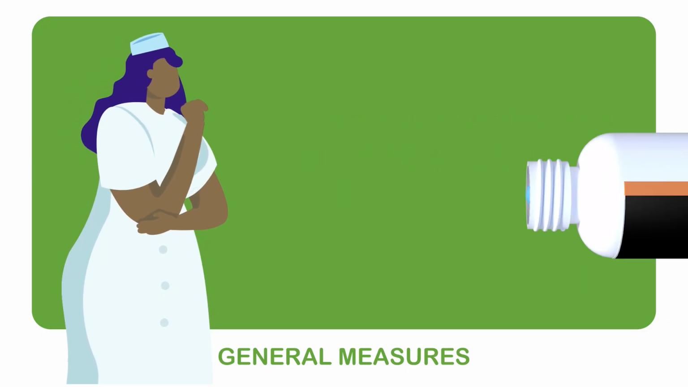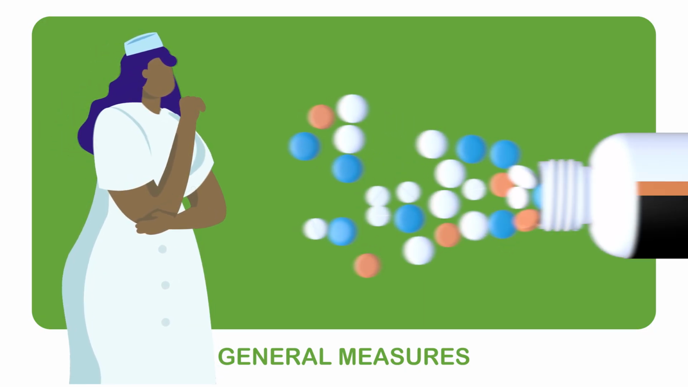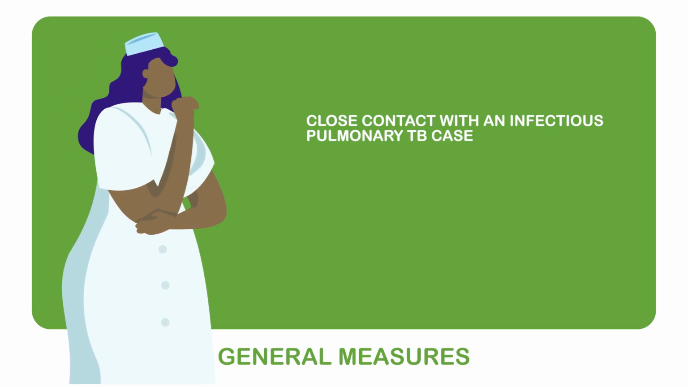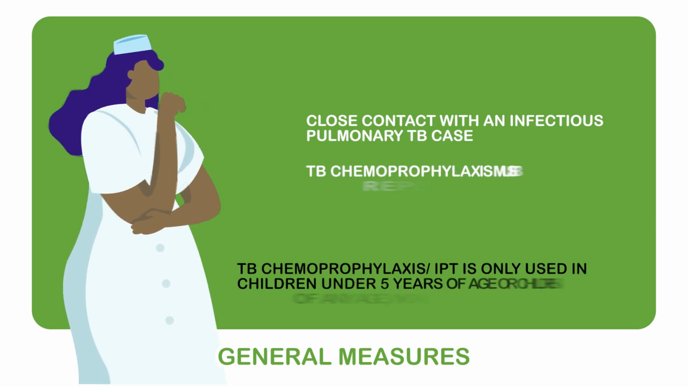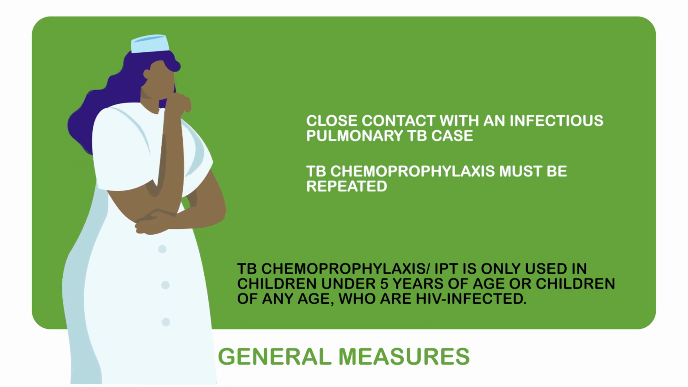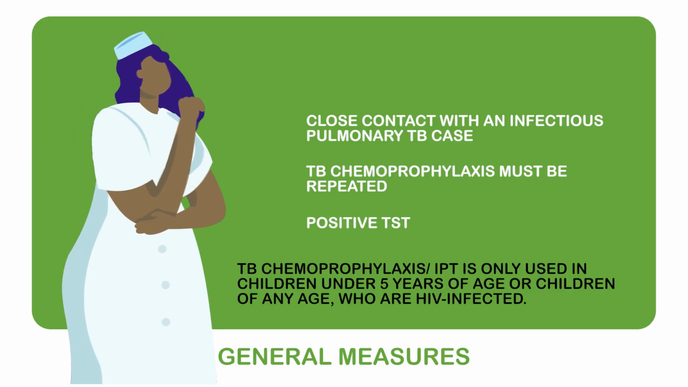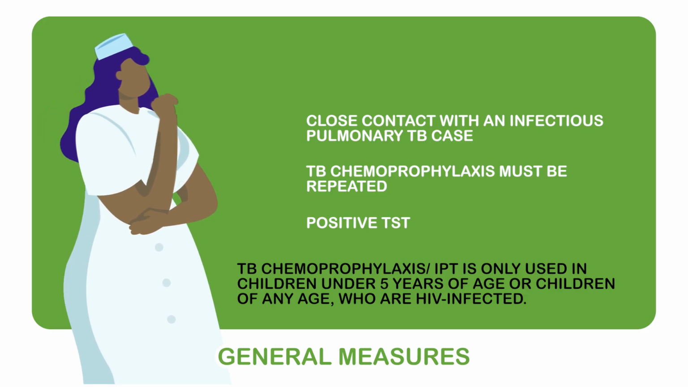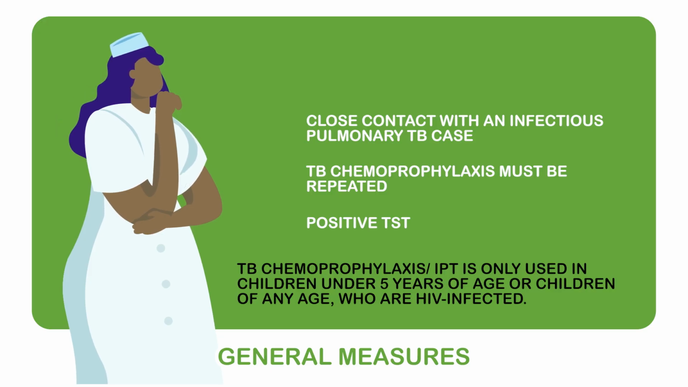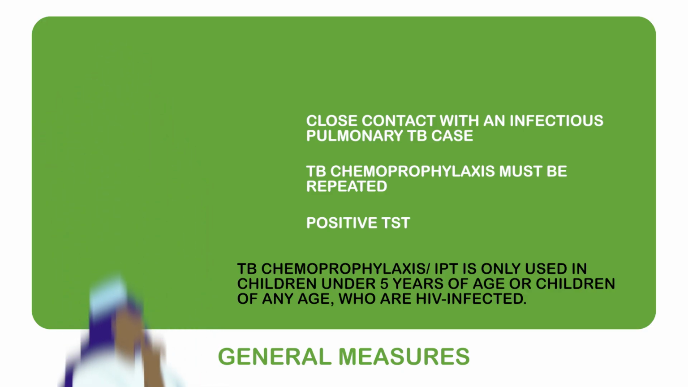Consider TB chemoprophylaxis or isoniazid preventive therapy, IPT, in all children exposed to a pulmonary TB contact through close contact with an infectious pulmonary TB case. If the child is re-exposed to a close contact, TB chemoprophylaxis must be repeated. Previous IPT does not protect the child against subsequent TB exposure or infection. Positive TST is only applicable on the first occasion of a positive TST. Please note that TB chemoprophylaxis or IPT is only used in children under 5 years of age or children of any age who are HIV infected.